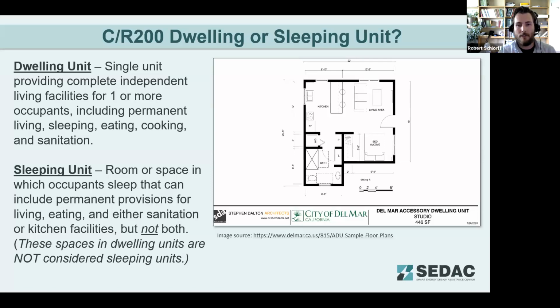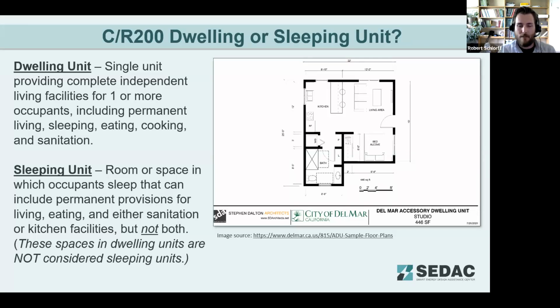So the floor plan shown there off to the right is a sample floor plan of an accessory dwelling unit that comes from the city of Del Mar in California. This is an example of exactly what a dwelling unit is. That is the definition of a dwelling unit. All of the pieces that are needed are there.